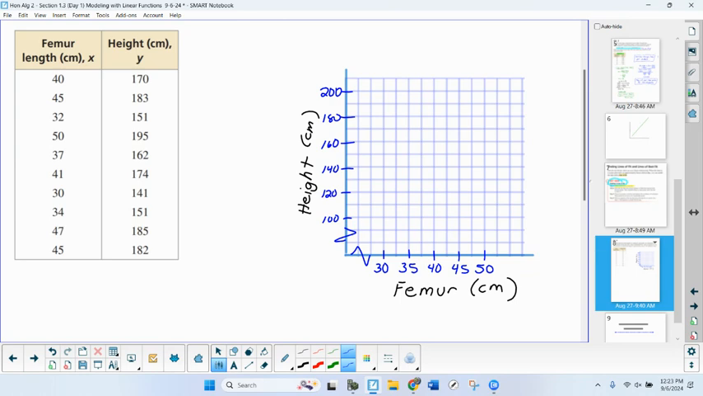Because truly setting this up will be the hardest part of your homework tonight, the part you like the least. Because now it's easy. Now be careful. 40 is paired with 170, so you have to pair those together. So I'm going to go over to 40 and up to what? Put a dot. And then you're going to go over to 45 and up to 183. Put a dot. And then go ahead and I'll let you guys finish all of these.